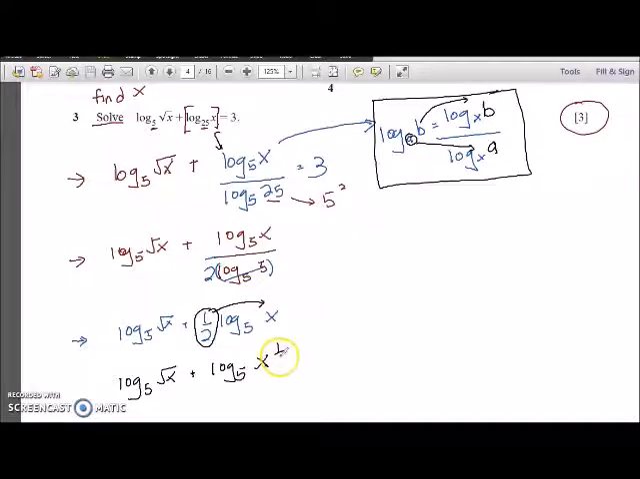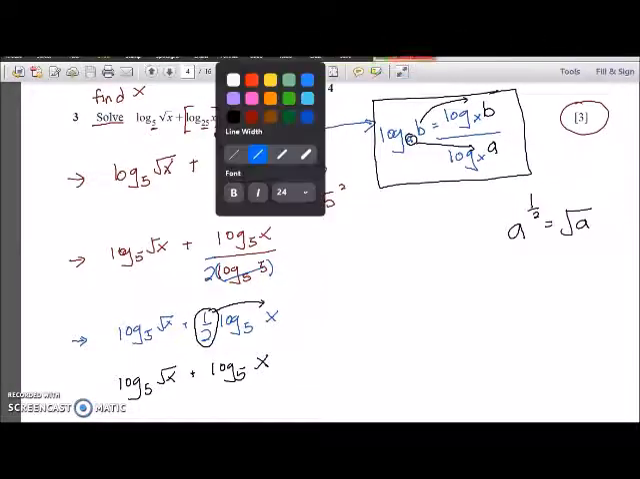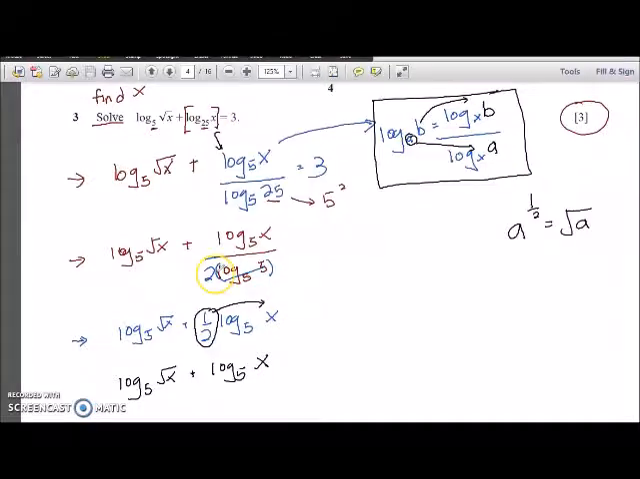It becomes x power of 1 over 2. And I think that power of 1 over 2 is actually the square root of it. So you could just change this one into a square root sign.